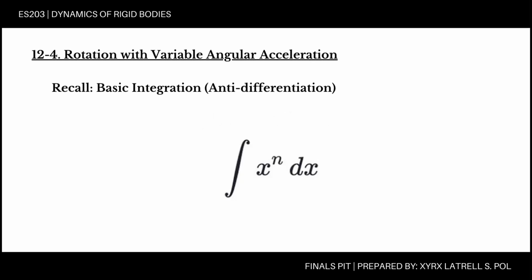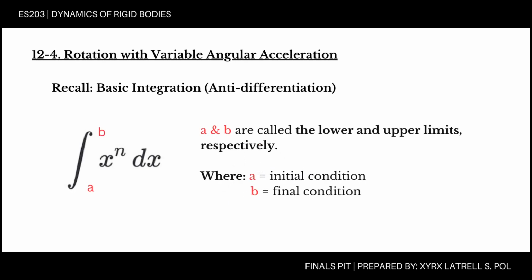And as I've mentioned earlier, we would be dealing with definite integrals or integrals with limits. These limits are usually denoted with a and b, which are called the lower and upper limits respectively. For variable acceleration problems, a is where we put the initial condition of a variable that is given in the problem, and b is where we put the final condition of that variable in order to find our answer.